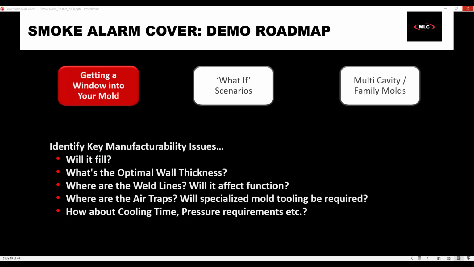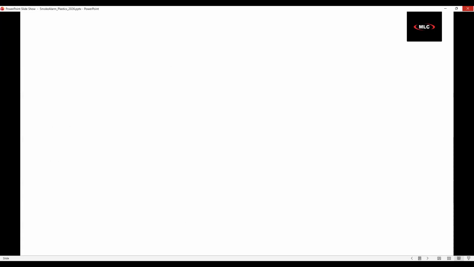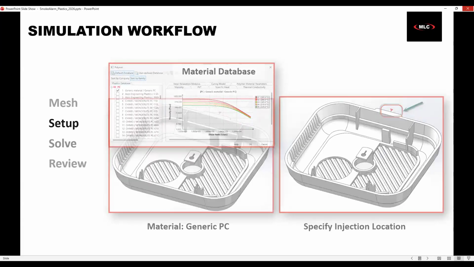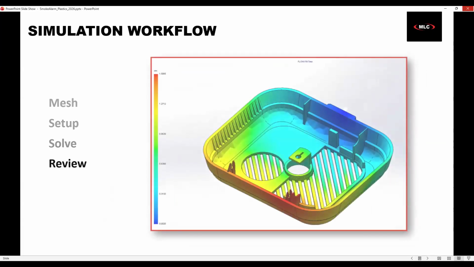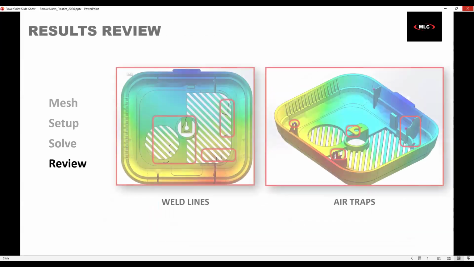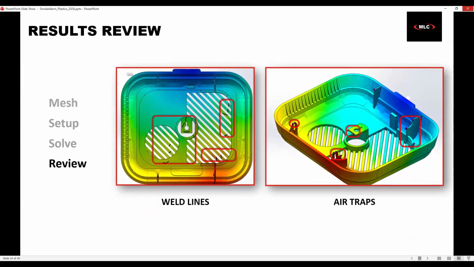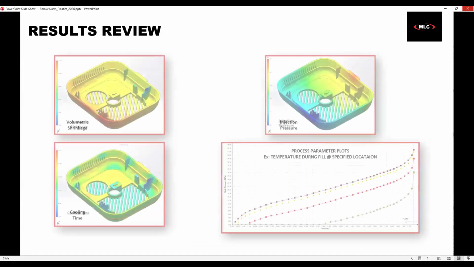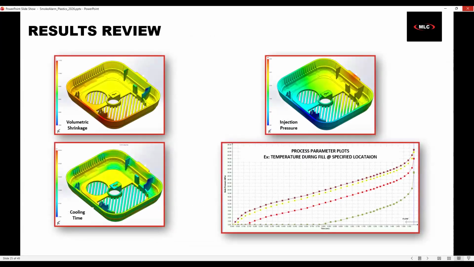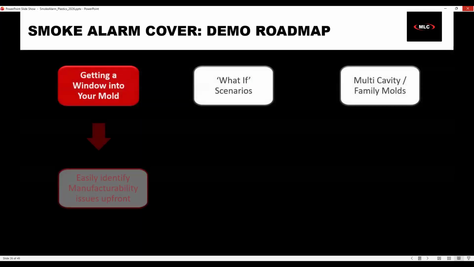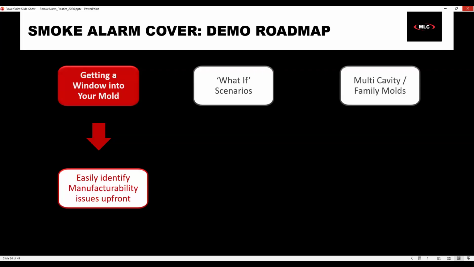So we saw quite a bit inside of that simulation. I'm going to go through this quickly. We did the mesh, we talked about the setup. I had this solved ahead of time, and then we reviewed some of the results. We saw some weld lines that were really bad. We've talked about some air traps and some of the other results in here as well. So what we were able to see is it's pretty easy to identify some of those manufacturability issues before we run anything through the system. What we're going to use that study for is the baseline for some of the others.